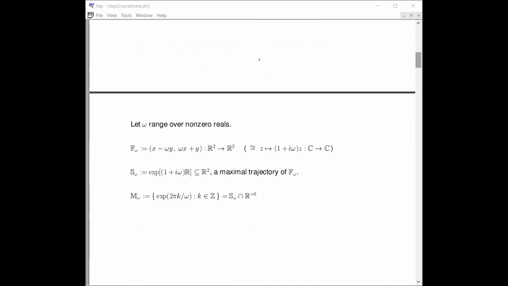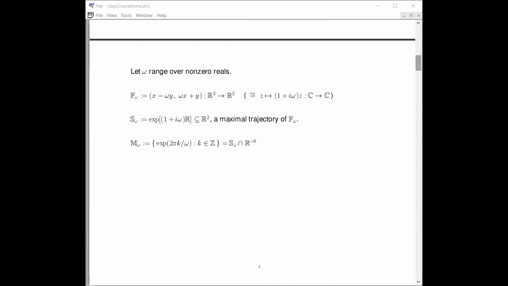Let me remind you of some notation here, and I've added something. Little omega is always ranging over non-zero real numbers, in case I forget to say that. F omega is this planar vector field, and truly the easiest way to remember this is that it's complex multiplication by 1 plus i omega, and then regarded as a map in two variables.